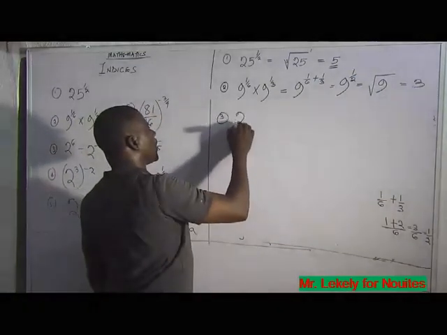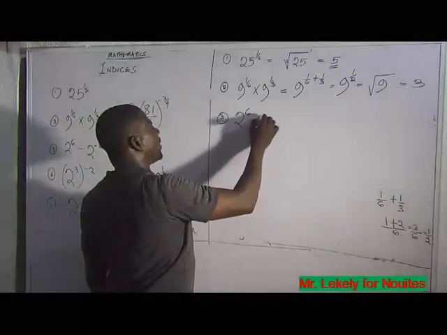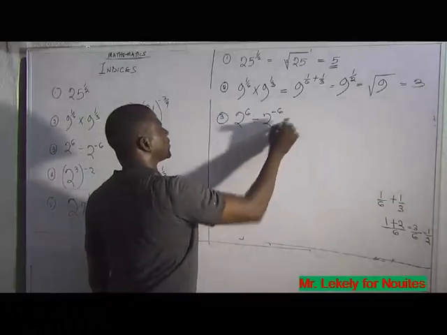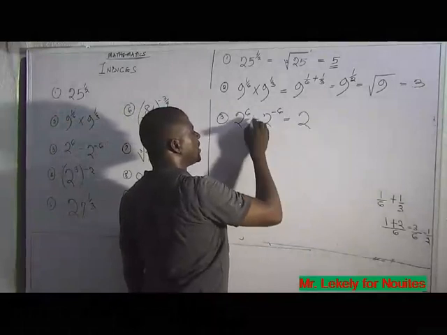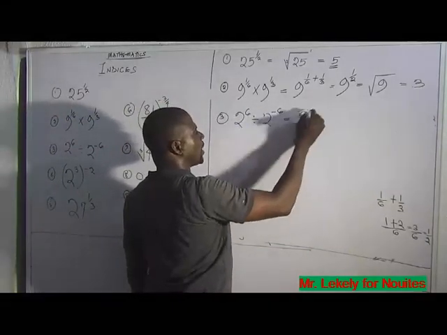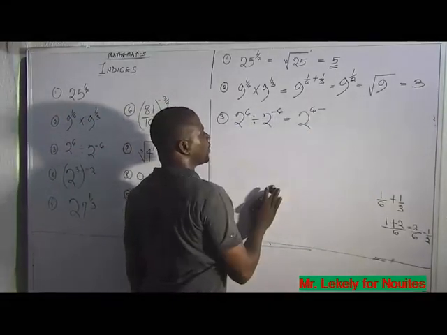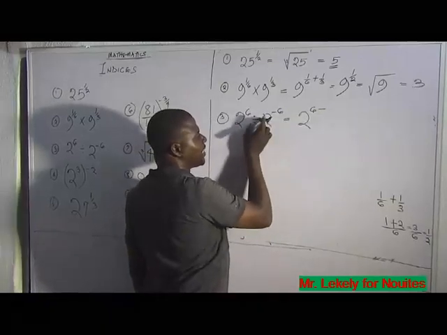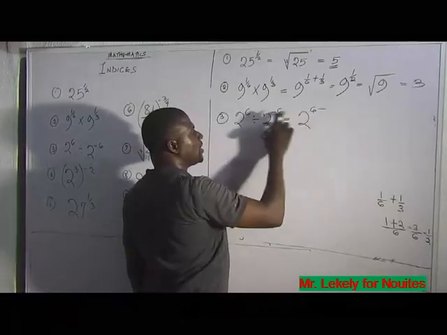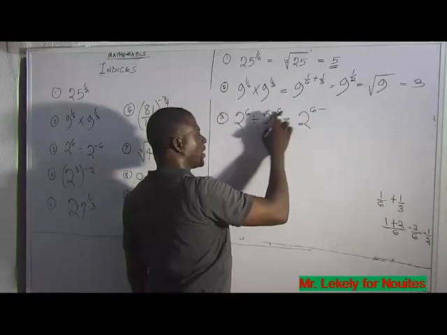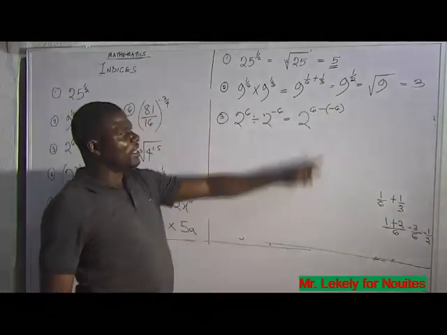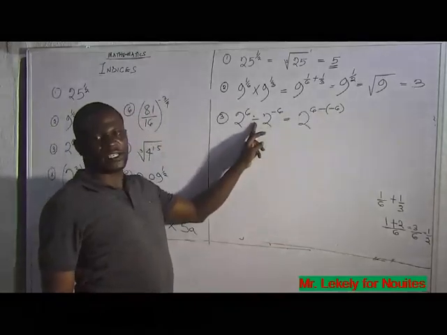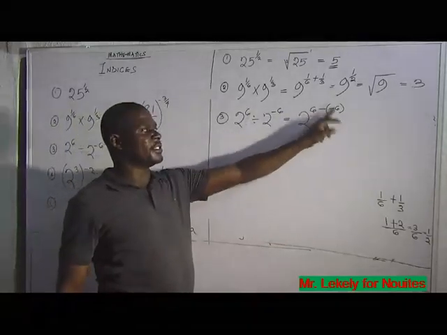You have 2 raised to power 6 divided by 2 raised to power minus 6. So pick one of the bases because they are the same. Anytime you have divide, you always subtract. So it will be 6 minus. Don't forget, the divide is what is changing to minus. This 6 is having its own minus. So you are going to have minus 6 like this. The first minus is the divide, and the other minus is this.